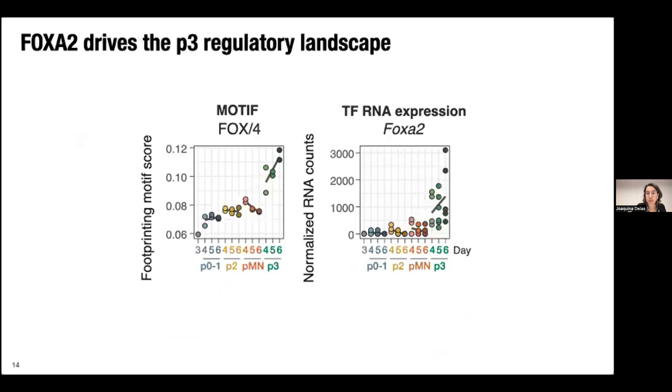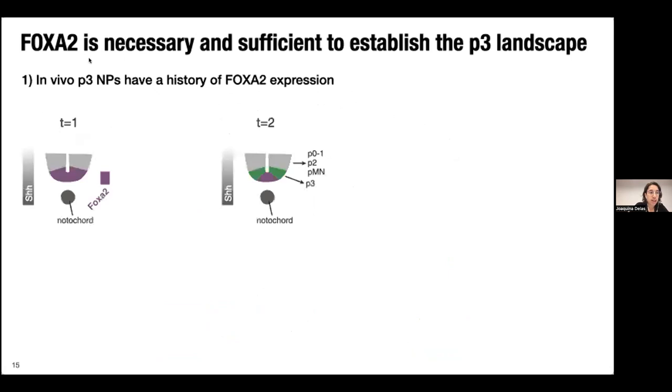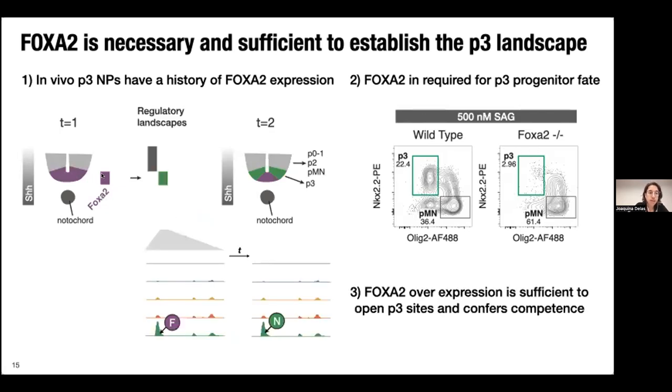To understand what was driving this, we've performed computational footprinting with ATAC-seq data, which pointed us to FOX motifs. And out of all the motifs, the transcription factor that seemed most likely was FOXA2. And we've performed a series of experiments to address this. And we've been able to show that in vivo, P3, so this most ventral cell type, has a history of FOXA2 expression. So early on, FOXA2 is expressed in cells that later on become P3. We've done this through lineage tracing in vivo. Using the cellular model, I've knocked out FOXA2 and showed that it's required to make this P3 cell type. And what we think is happening is that FOXA2 is opening up elements that are specifically required in this P3 cell type, and they're later used by other transcription factors.